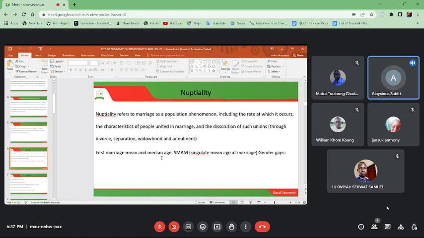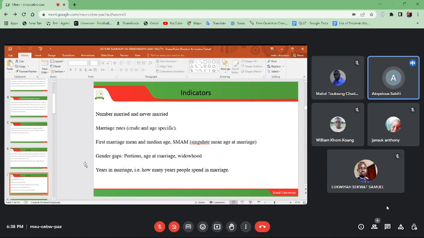There are different ways in which we can study the rate at which marriage occurs, but also the characteristics of people who are united in marriage, and the dissolution of such marriages. So this entire study is what we call nuptiality, and these are the indicators we can use to understand marriage. We will need to understand the number of married and never married individuals.